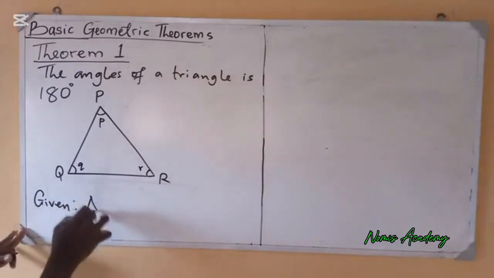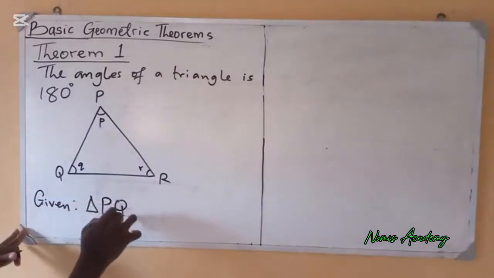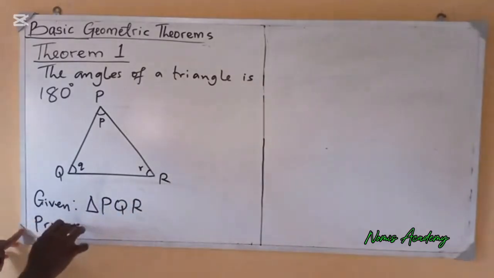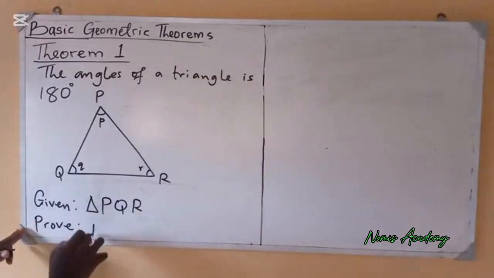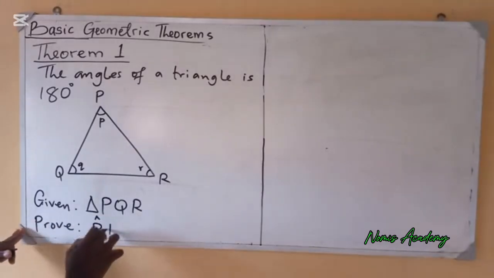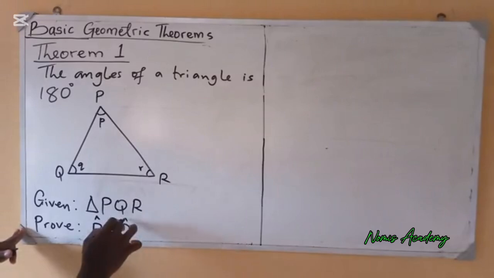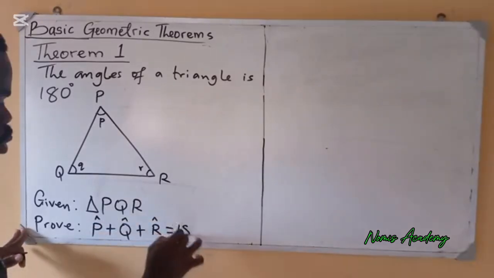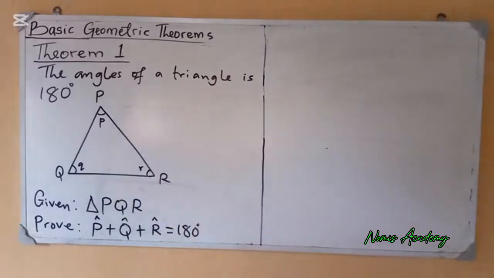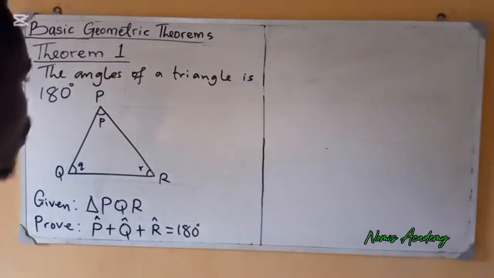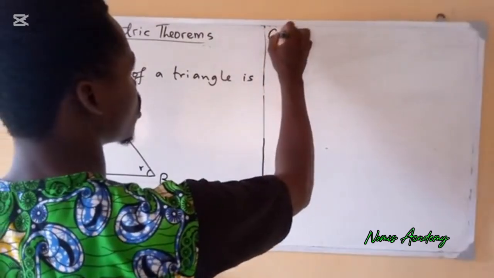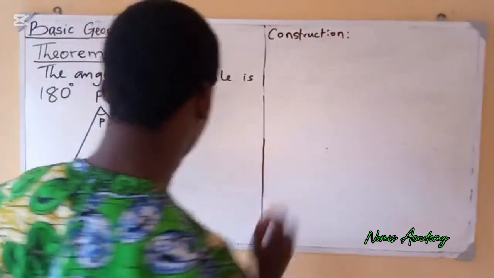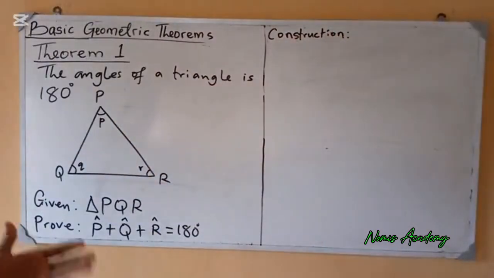Given triangle PQR. So we are to prove that angle P plus angle Q plus angle R sum up to 180 degrees. Okay, so the next thing to do is construction. Is there any construction we need to do? Okay, that will lead us to the proof.